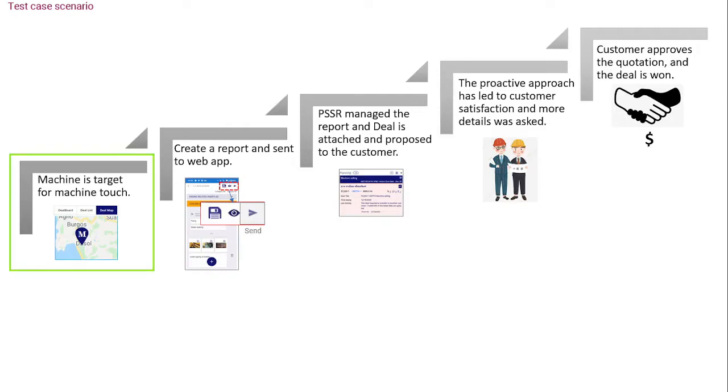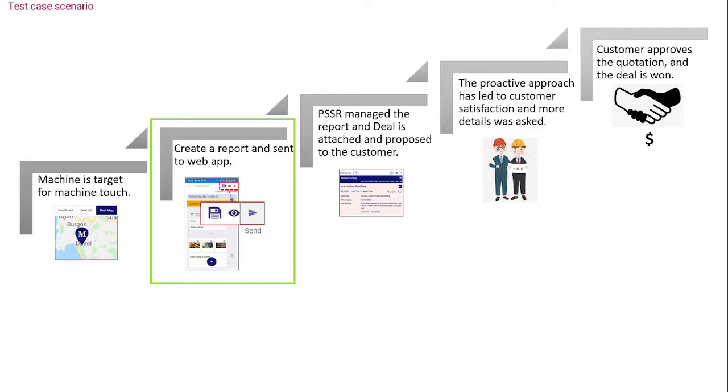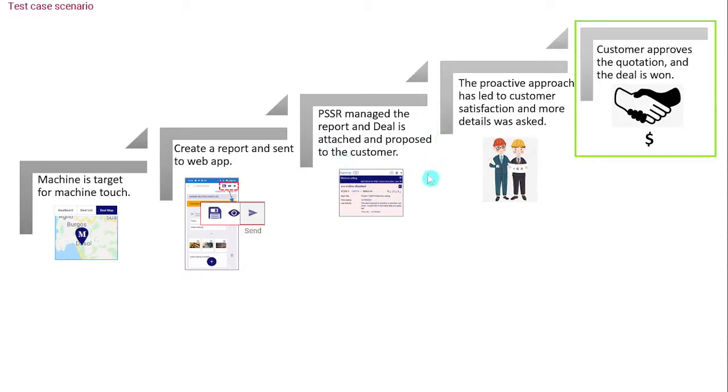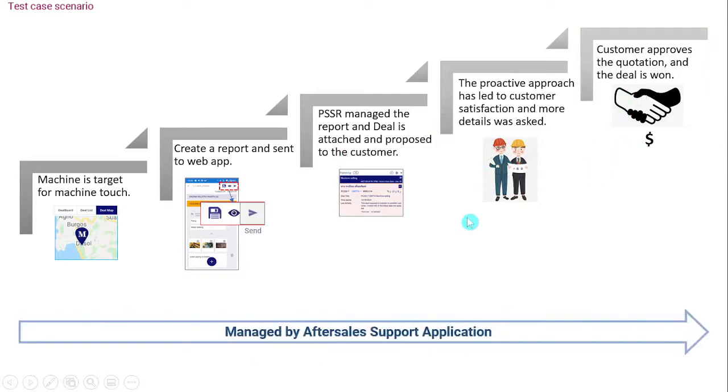First, machine is targeted in the deal map, and an inspector is sent to the machine for inspection and creates the report. The report is submitted and the PSSR manages the report, and deal is attached and proposed to the customer. So further negotiation will then lead to quotation approval, thus the deal is won. So all of these processes can be monitored using both the after-sales support web application and the machine touch application in the mobile phone.